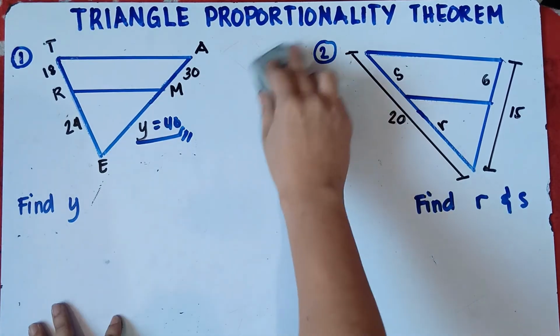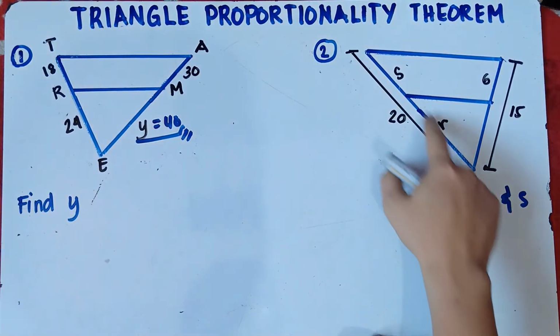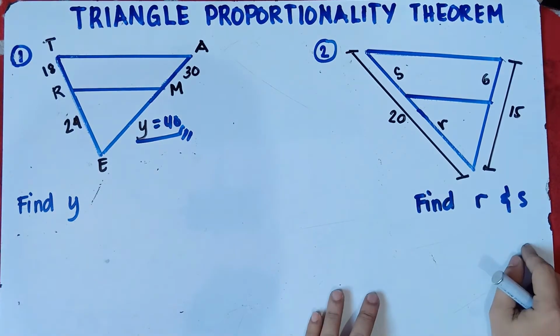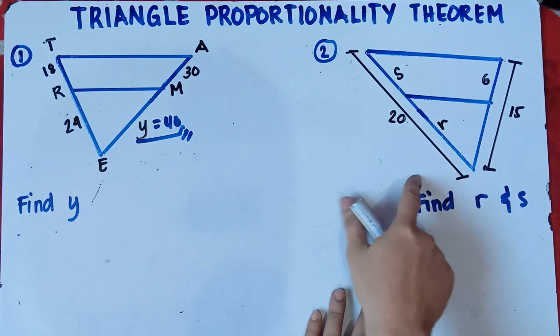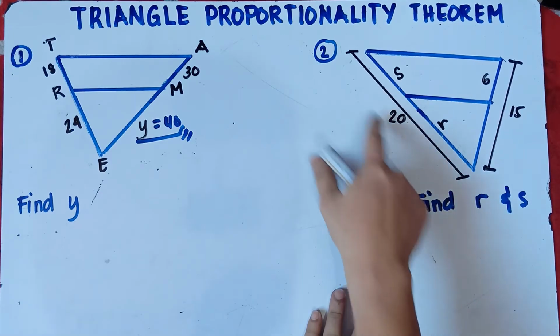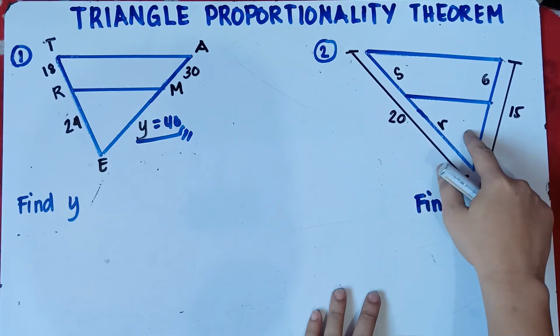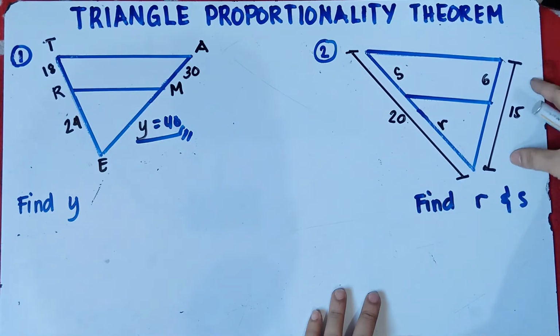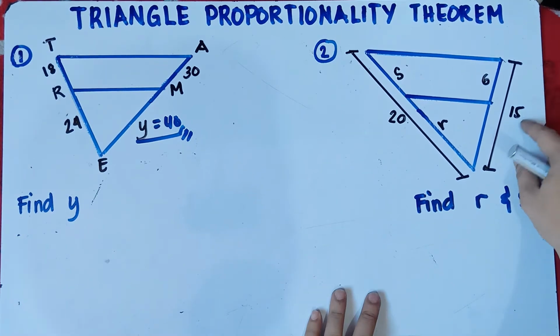Alright, for number 2, this is quite complicated. So we are told to find r and s. We are given this total side, that is 15, and this one is 20. So it's quite complicated, class. We don't have the value of r and s. So in this one, can we find this value, class? What would be this value? If this is 15 and this is 6, the total is 15. So just simply subtract 15 minus 6.